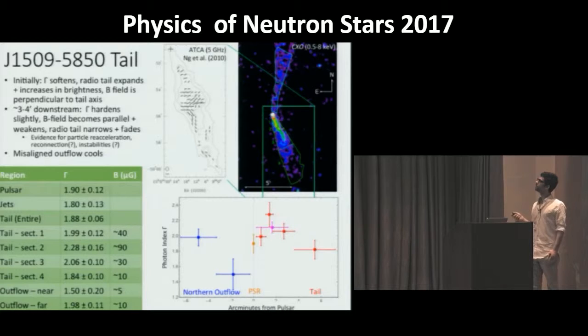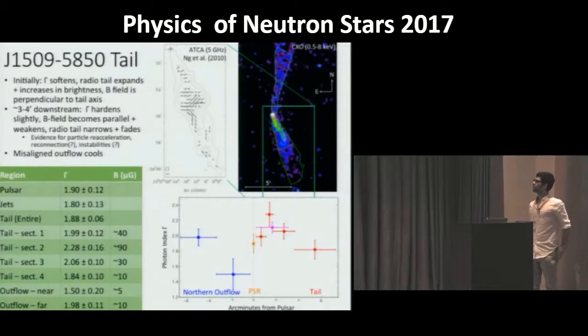But then halfway down the tail, the spectra starts to harden. The magnetic field reorients and becomes parallel to the tail. And the radio tail fades, which is interesting, as well as it narrows. But you would think that if it's narrowing, it should increase in brightness because the particles are being confined to a smaller area. The misaligned outflow cools, which suggests that it's not the same type of outflow as a tail.